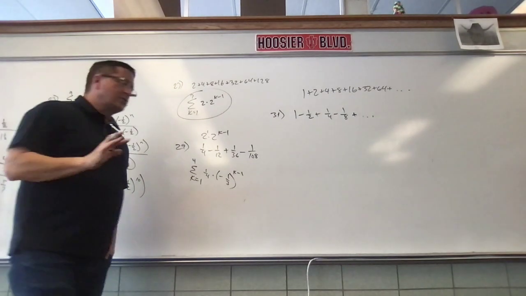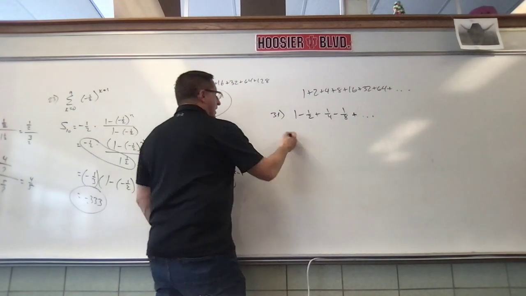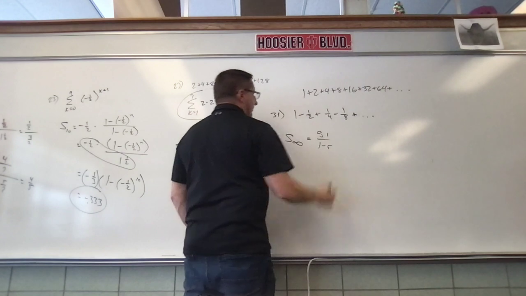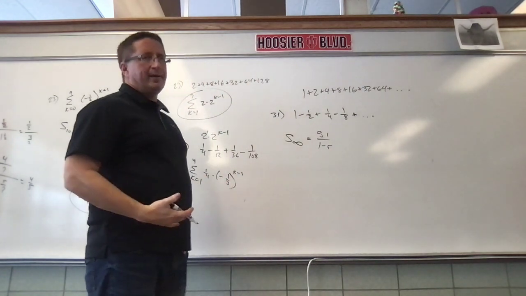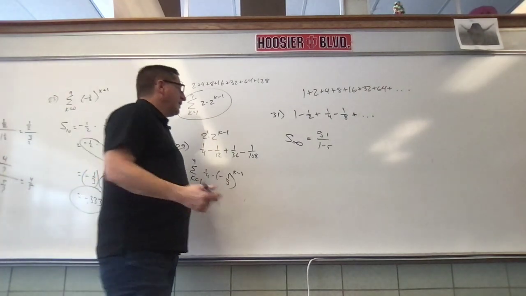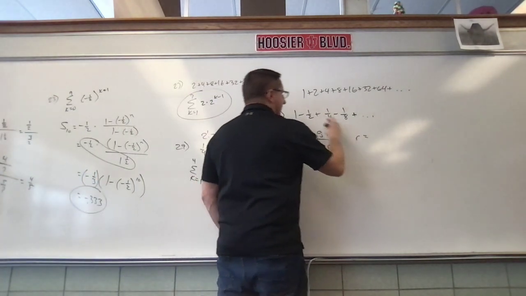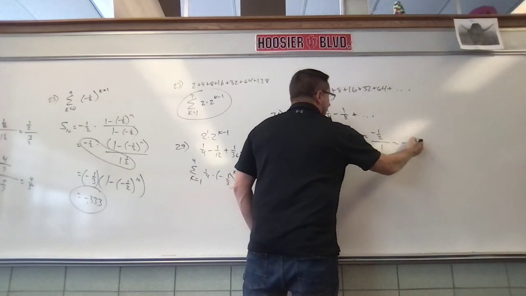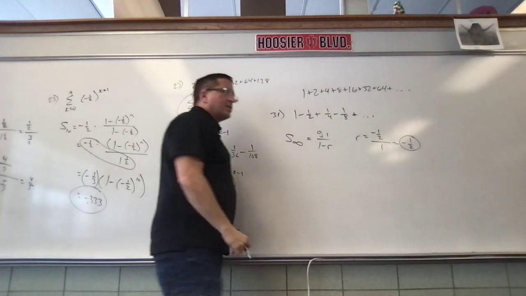So here's what we're going to do. The formula for the sum of an infinite series I gave you was g sub 1 over 1 minus r. No matter what, you've got to find the rate anyhow. So to find the rate, take any number and divide by the one in front of it. I'm going to take negative a half and divide by 1, so it's a negative half.